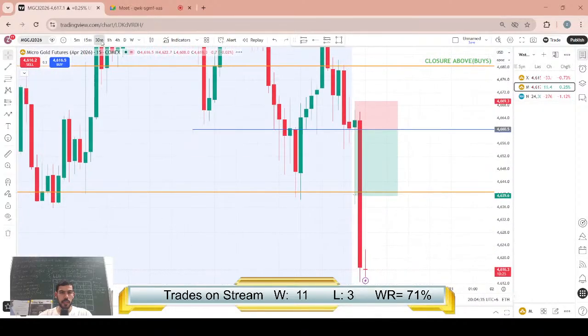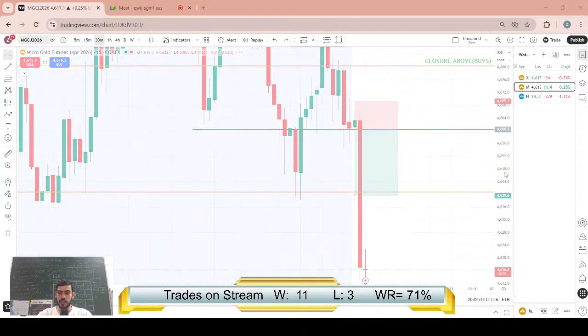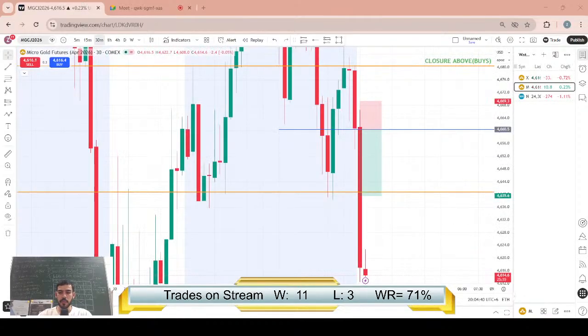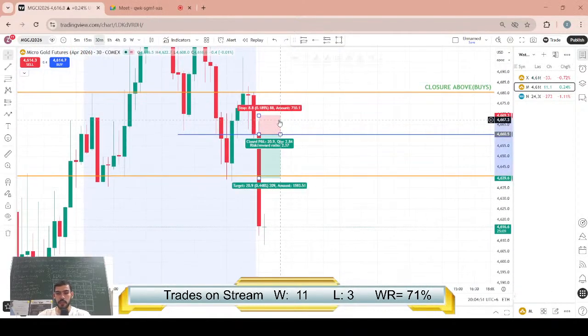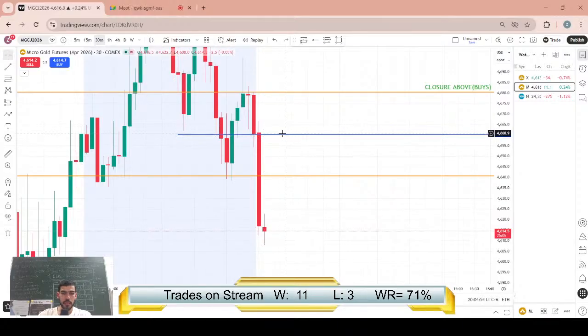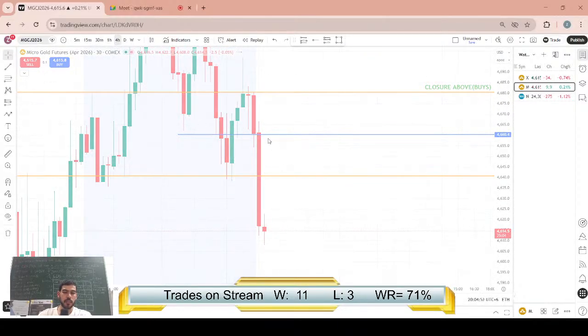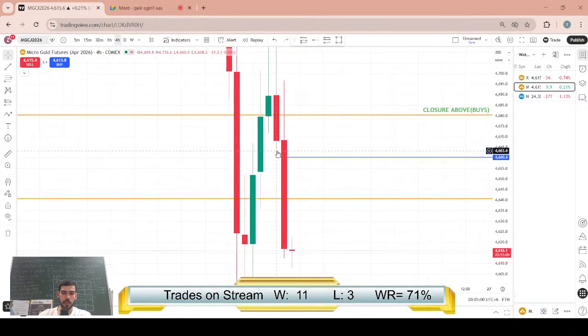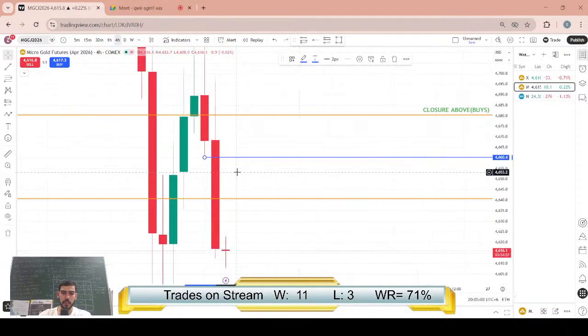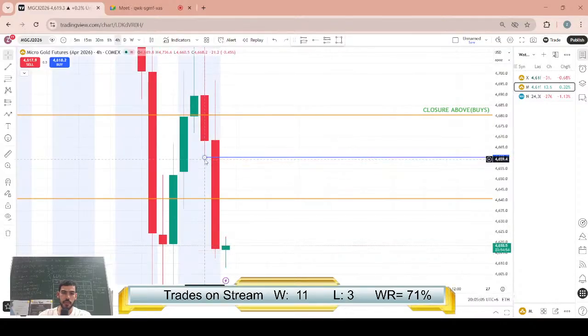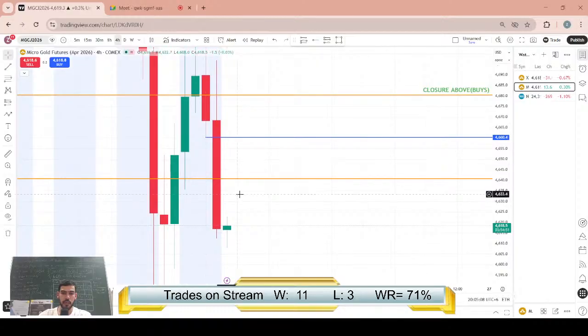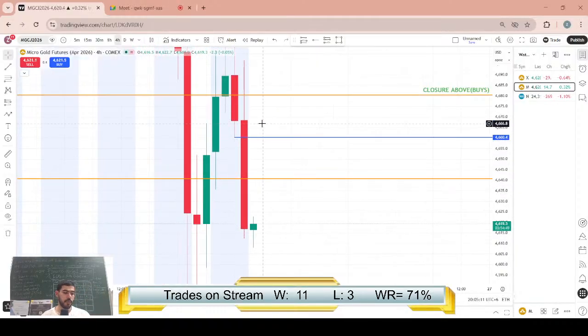Wow, look at this candle. That's a huge candle. So this blue line just shows the low of the previous 4 hour candle, and when it breaks, it must go somewhere after it broke the previous 4 hour candle, at least like 50 to 100 pips.